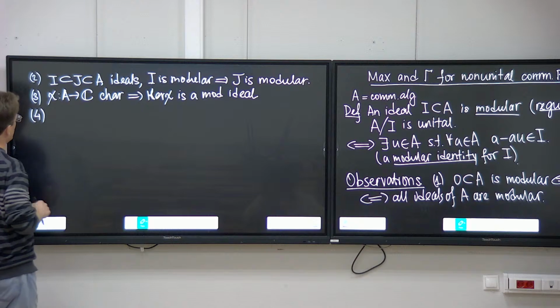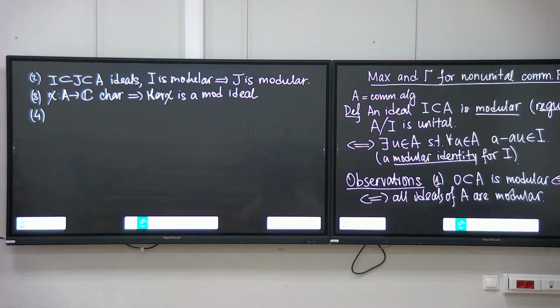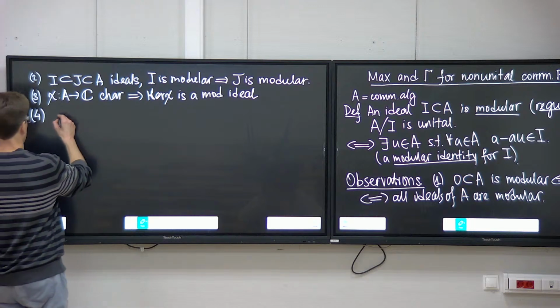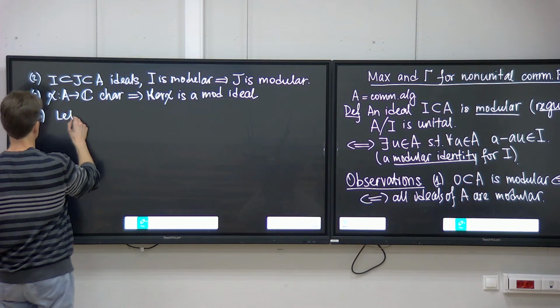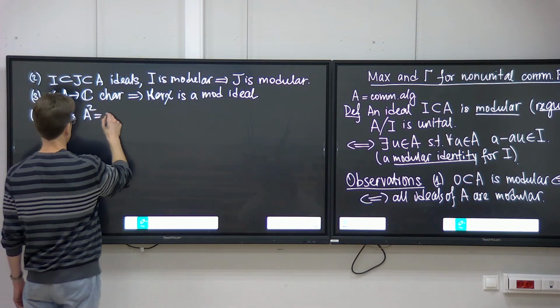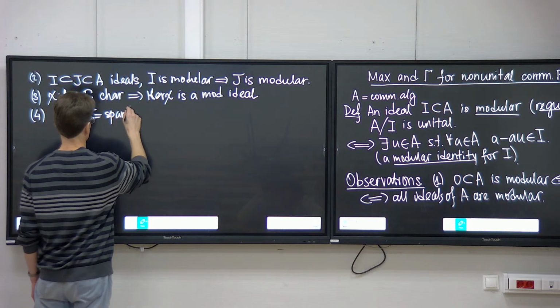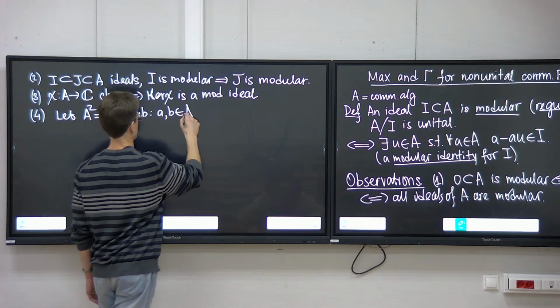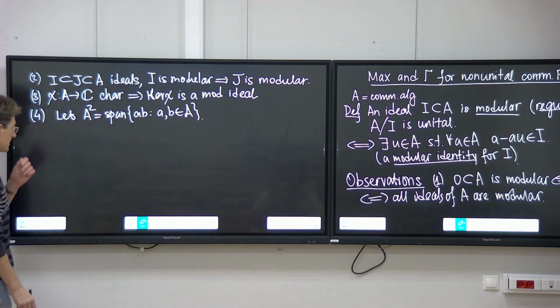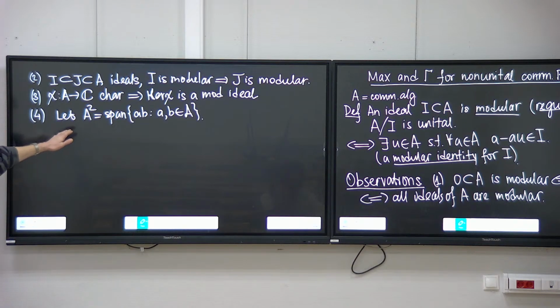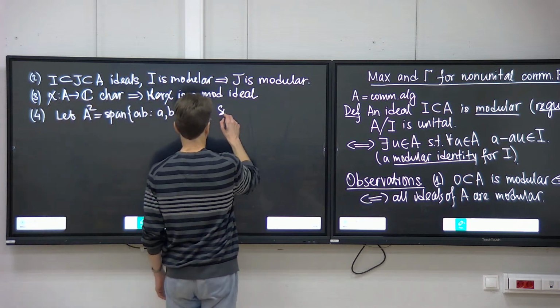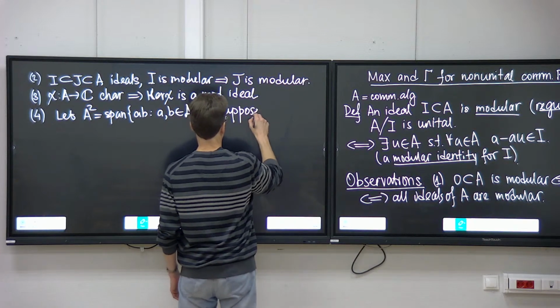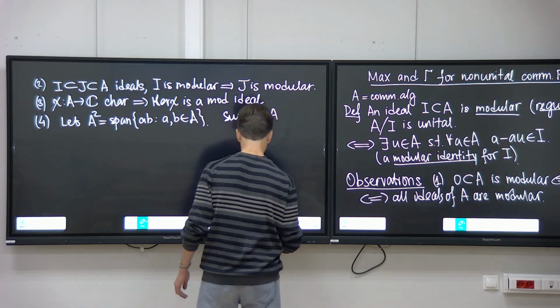But the complex numbers, of course, is a unital algebra. And observation 4 gives us some way to produce counterexamples, that is, examples of ideals which are not modular. Let A squared denote the linear span of all products ab, where a and b run over A. And suppose that this is a proper subspace of A. Suppose A squared is not equal to A.